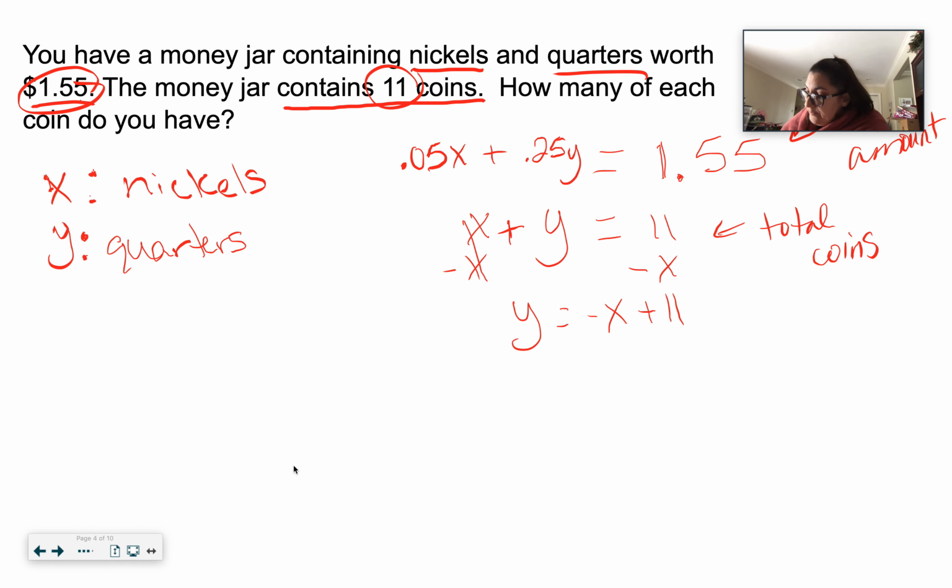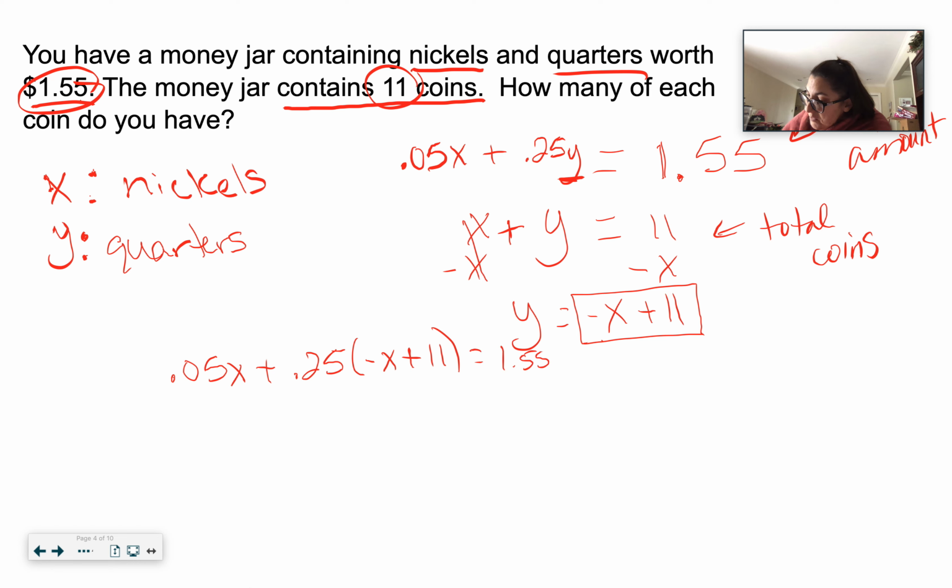It really doesn't matter. Okay, so now I'm going to substitute this in place of y. So I've got 0.05x plus 0.25, I'm doing my parentheses, it'll be negative x plus 11. Okay, so now I'm going to distribute, and then this equals $1.55. I'm not going to forget that.